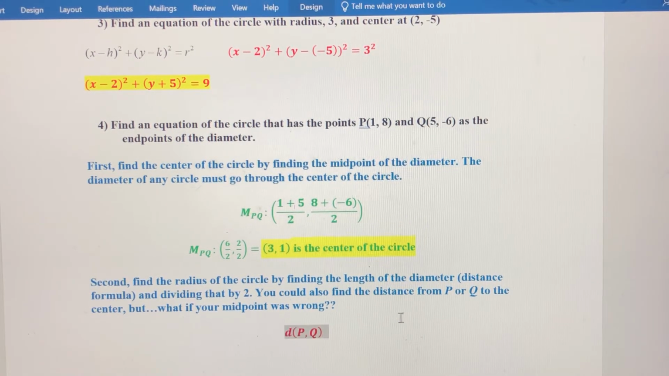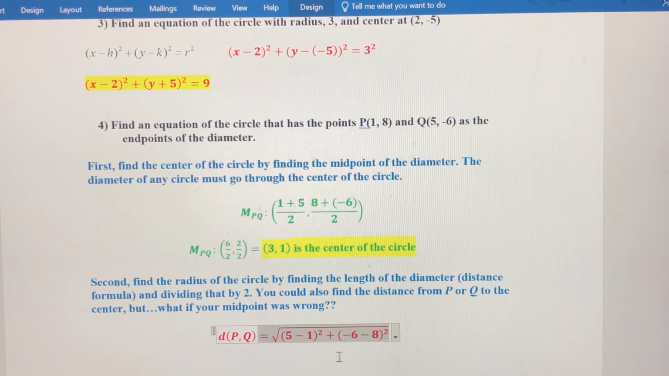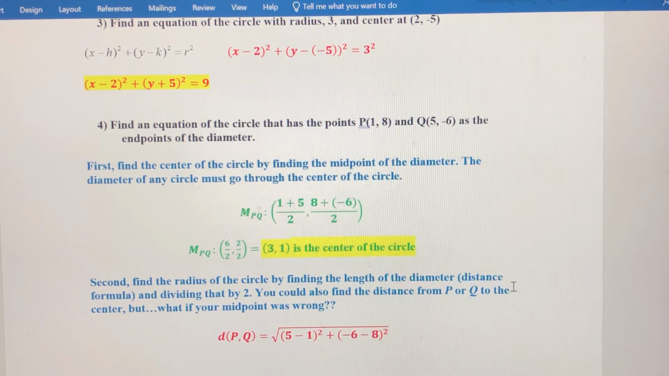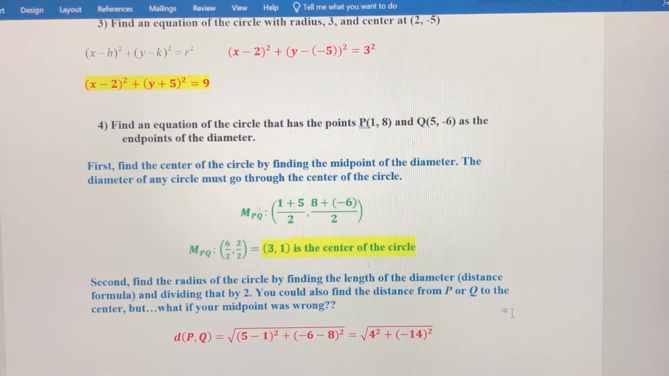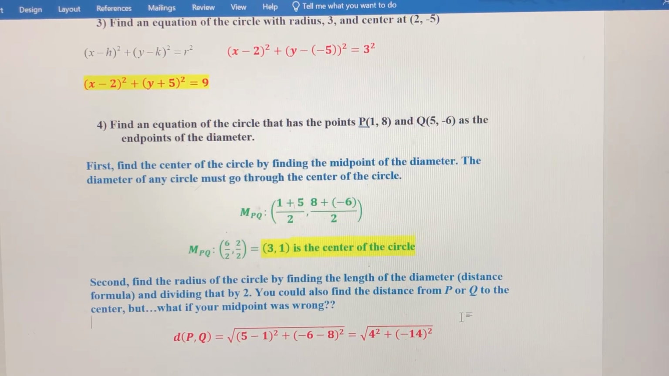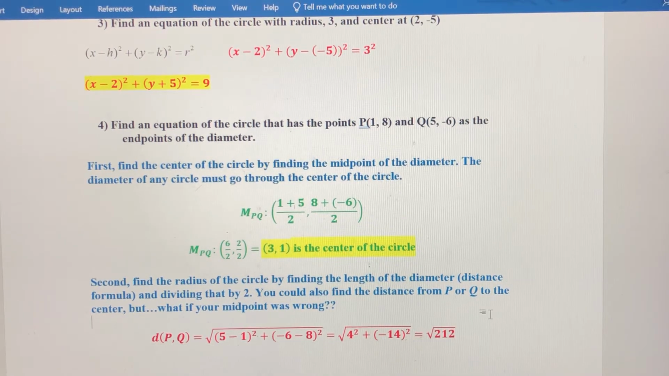So the distance from P to Q. Remember the distance formula. We're going to subtract the x-coordinates and square that difference, plus subtract the y-coordinates and square that difference. That gives me 4 squared plus -14 squared. When I combine those, I get 16 plus 196, which is 212. Now, I don't want this decimal version. I actually need to simplify this in radical form.